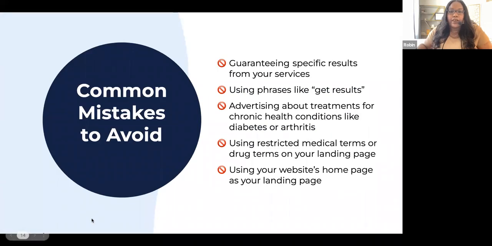Now, with all platforms, there are some common mistakes that you should avoid, especially in the medical field. Google is very strict on healthcare and medical ads, so you want to avoid these to prevent delays in your ads going out into the marketplace. You want to make sure you're not guaranteeing specific results from your services by using phrases like "get results" or "will stop the pain," because Google does not like guaranteed results. Even on your testimonials, you should say things like "results may vary."